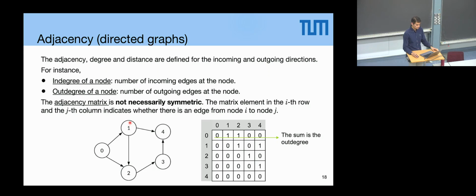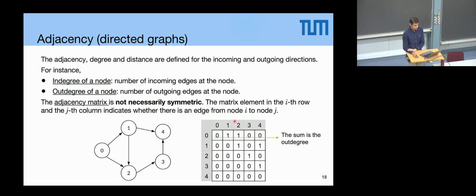This also allows us to define the outgoing neighborhood and incoming neighborhood. The incoming neighborhood of node 4 consists of nodes 1 and 3, and we also have the in degree and out degree definitions. The in degree of node 4 is 2 because it has 2 incoming nodes. The out degree is equal to 0 because it has no outgoing edges. For node 0 it is the opposite. The out degree is 2 and the in degree is equal to 0.